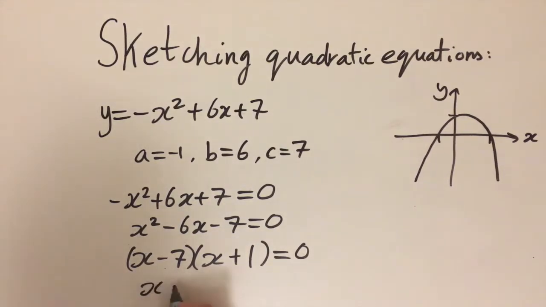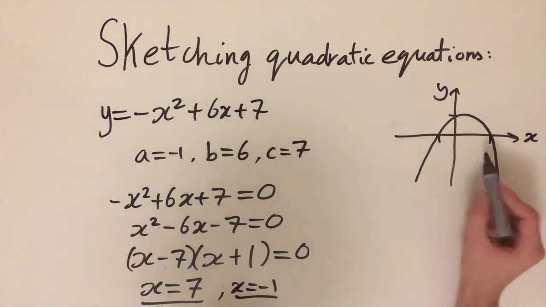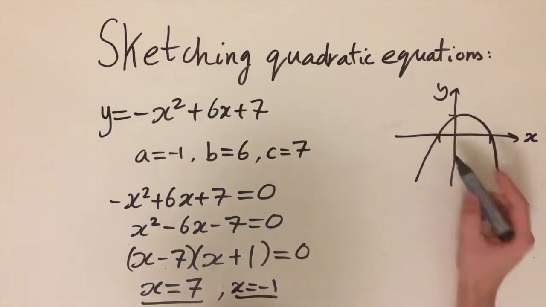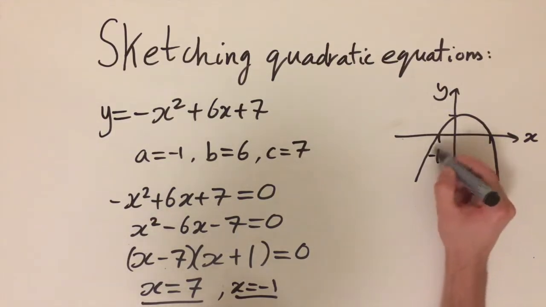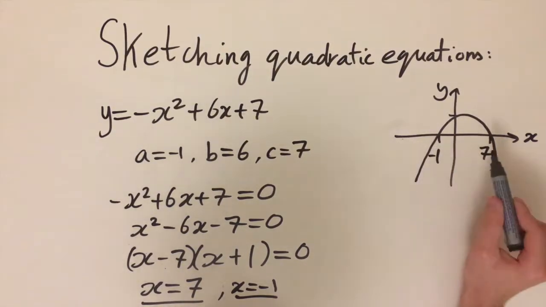But now we can see that the solutions here are just the values that make this bracket equal to 0. So we get x is equal to 7 and x is equal to minus 1. So 1 positive, 1 negative. And then you can see on this graph, you have to think about which one goes where. The one on the left-hand side is minus 1 and this is 7. So these are the x-intercepts.